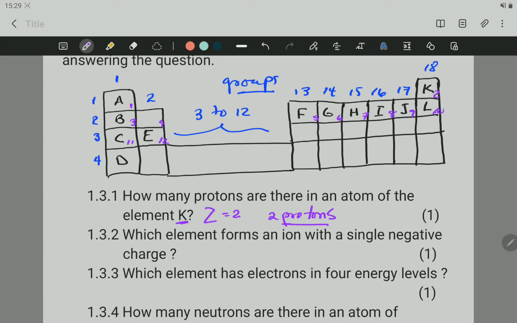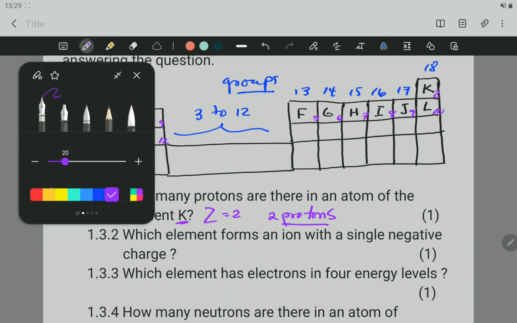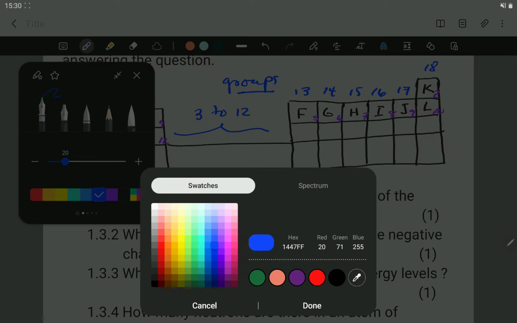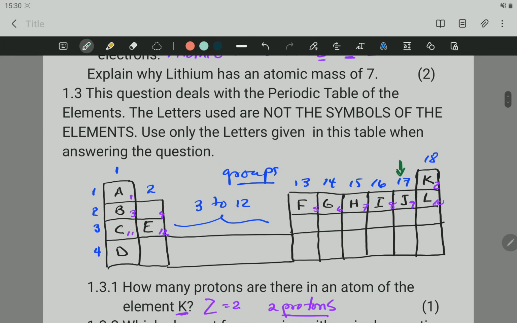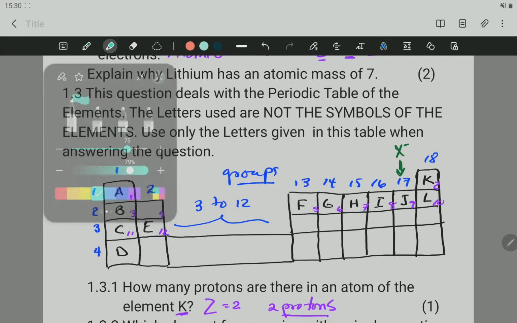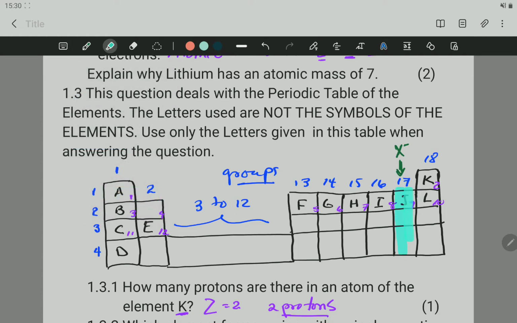Okay, let's go to the next question. Which element forms an ion with a single negative charge? Now, all the elements in group 17 will form an ion with a charge of -1. All of them will be -1. So that is important to recall. All the ones in this specific group will form an ion of -1.